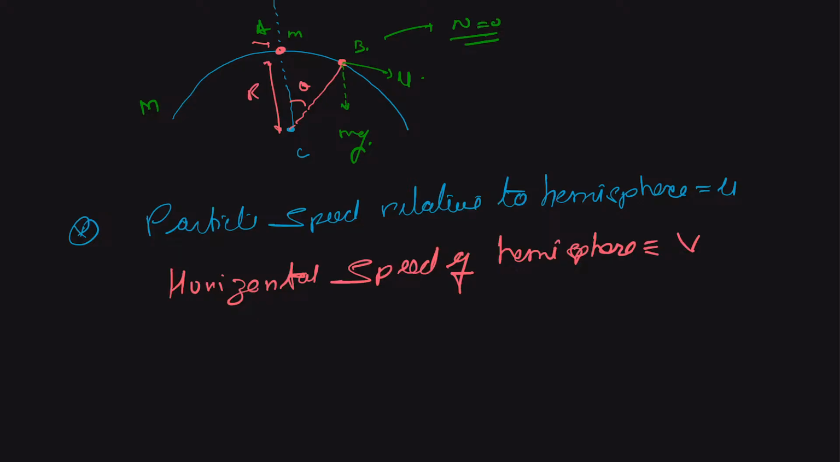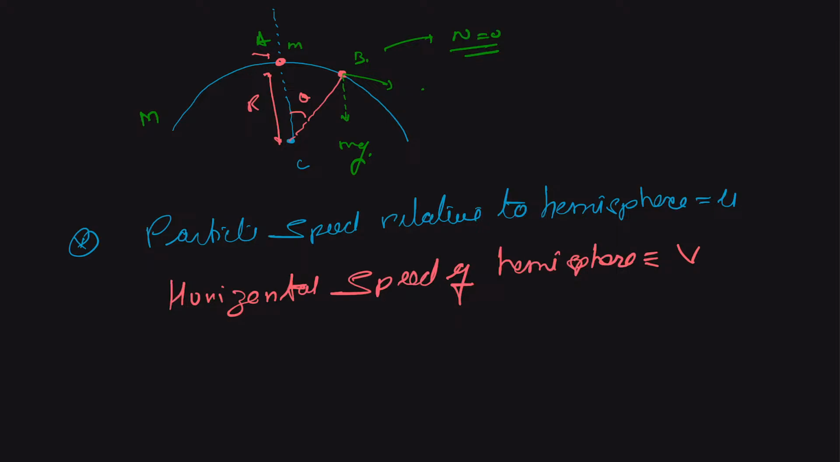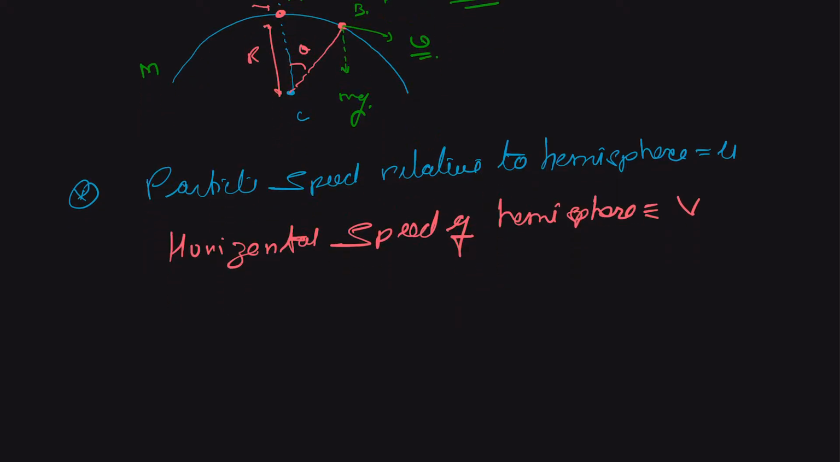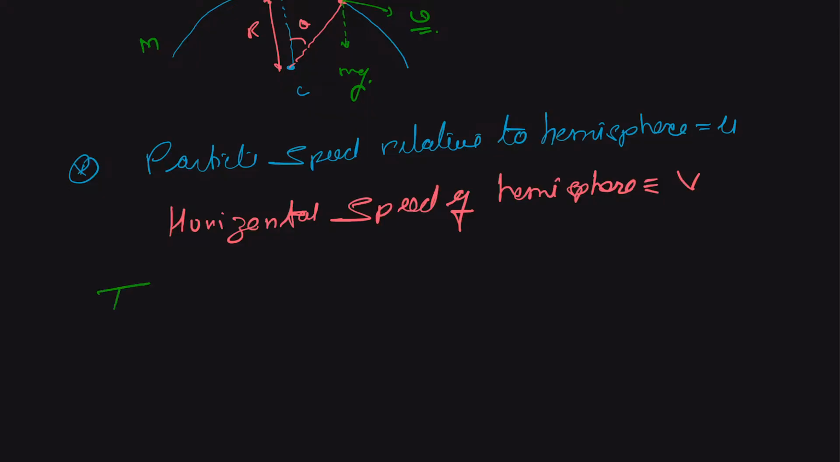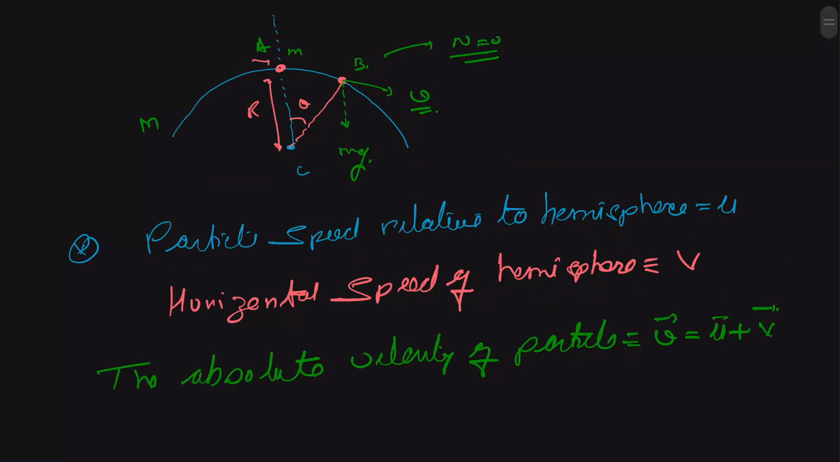Therefore we can write that the absolute velocity of the particle, let us denote this absolute velocity as v, will be equal to u plus capital V. And this is u, not v.